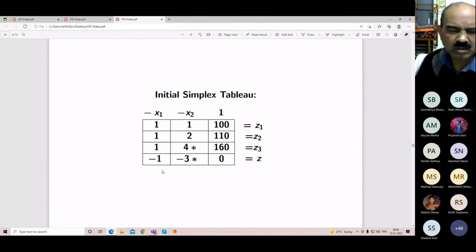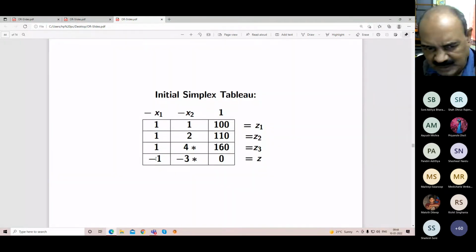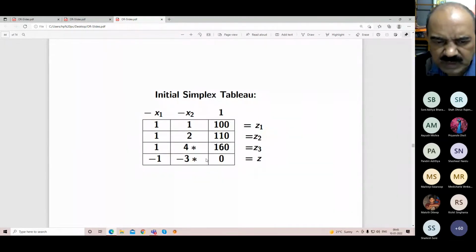With respect to our numerical example, this is the first table. The last row you can see here: minus 1, minus 3, and this is of course the value of D, Z equal to 0. Now we check, is there any negative element? Answer is yes. If instead of minus 1, minus 3 it were plus 1, plus 3, then clearly we would write the value of the objective function equal to 0. So nothing to do. But since two negative elements are there, we select the most negative element, which is minus 3.